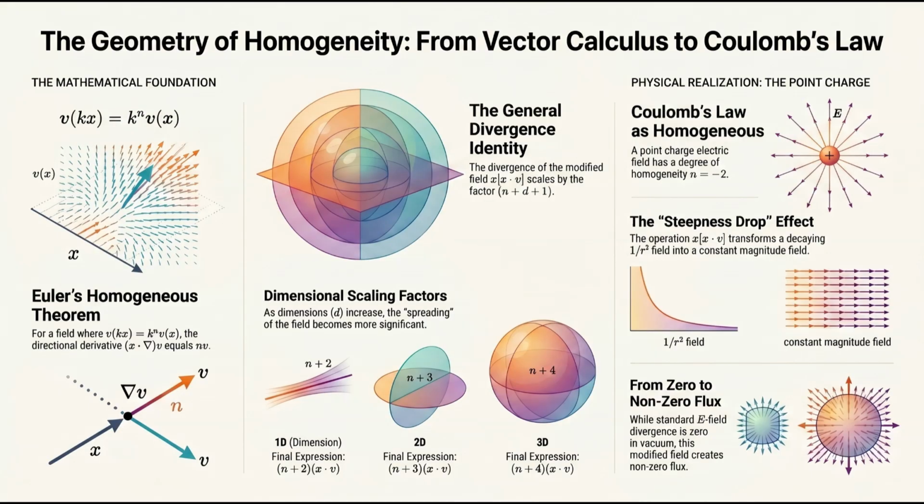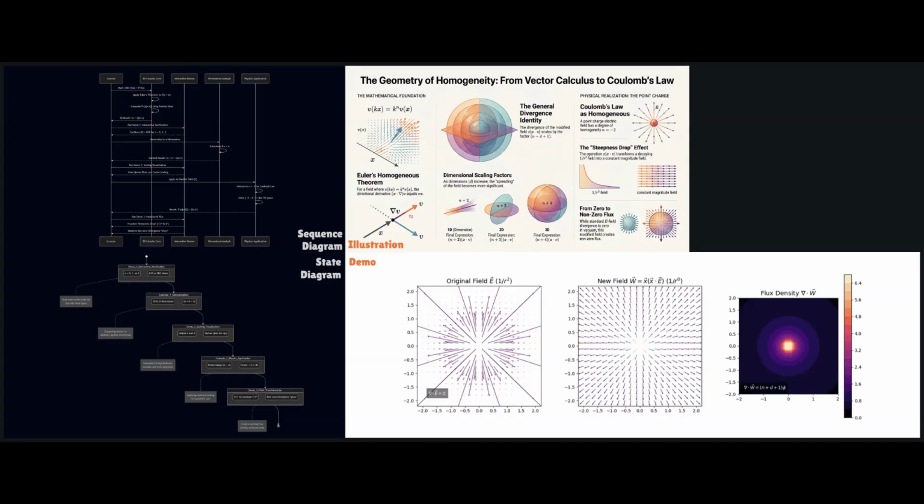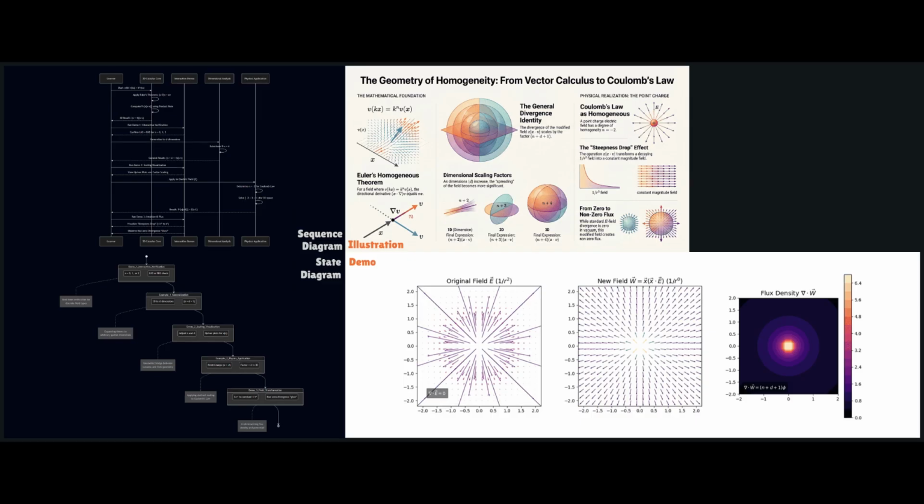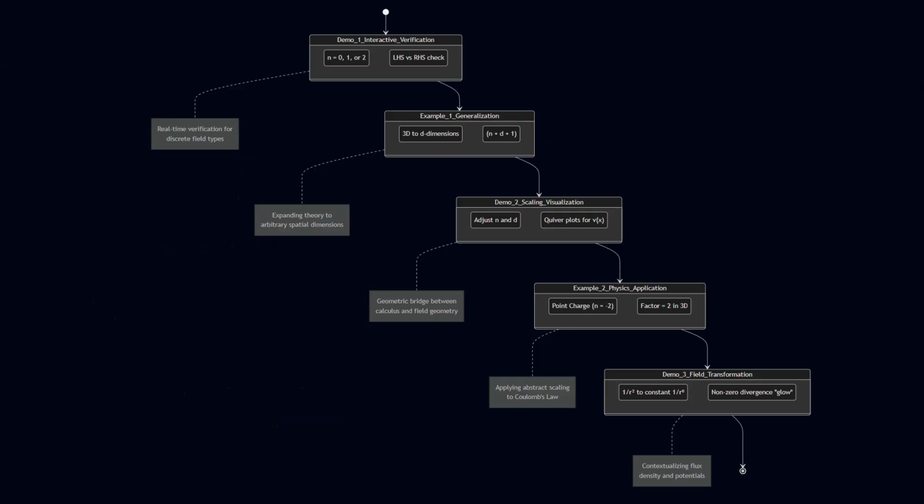The sequence diagram, which tracks the learner's chronological journey from discovery to application, and the state diagram, which highlights the purposeful transitions that turn abstract calculus into physical intuition. The path of discovery. The journey begins at the core of the derivation sheet, establishing the fundamental rules for how fields behave when they are scaled up or down.